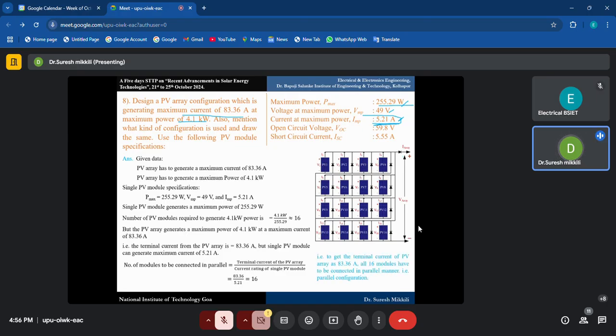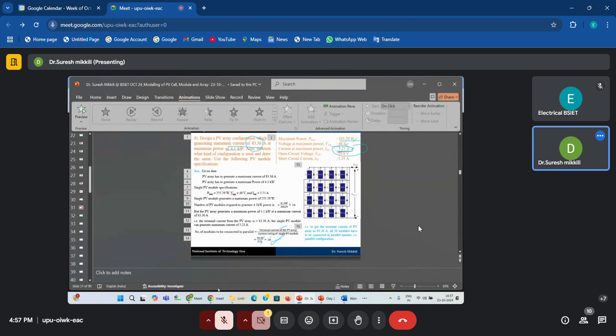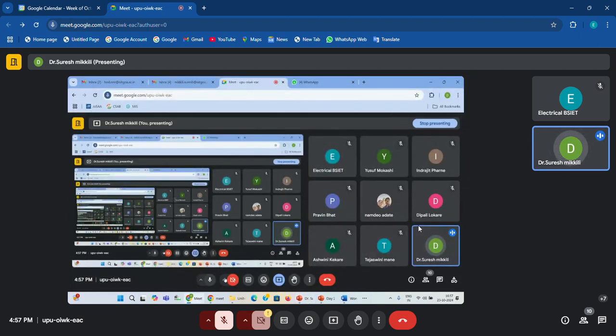83.36 by 5.21, you will get 16 modules. So total current divided by individual module current will give you the number of modules. Or total current is equal to the number of modules, 16, into that current. Is it okay?